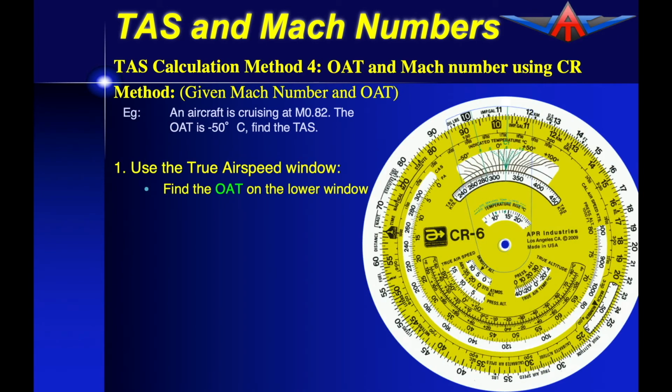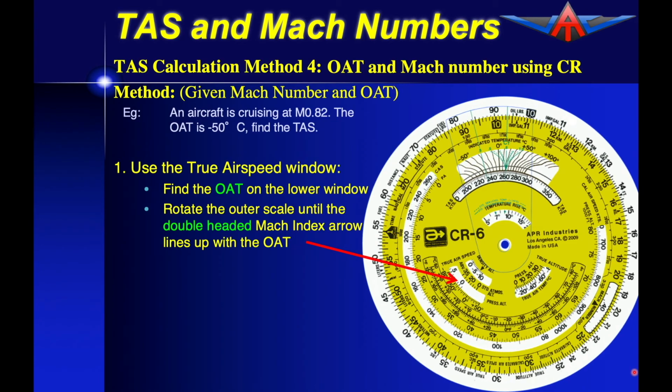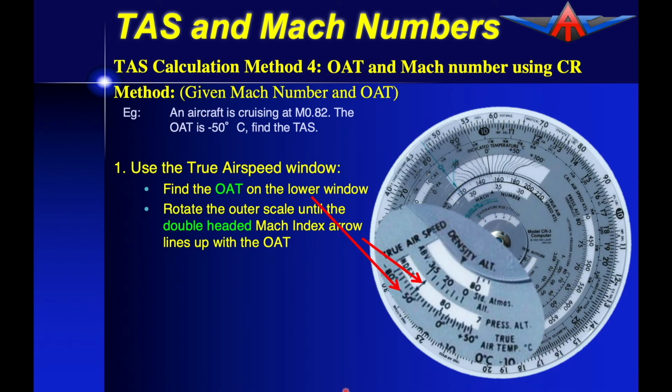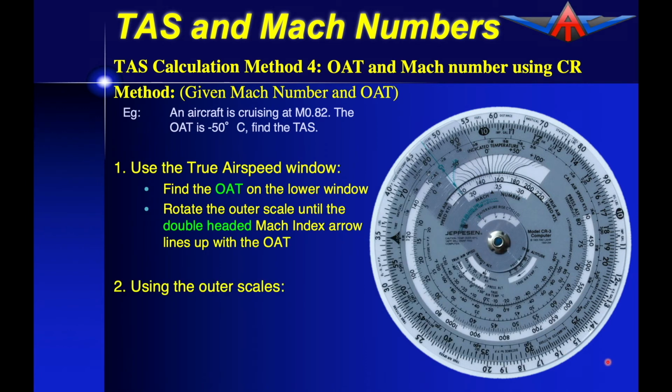The first thing is to find the outside air temperature on the lower of the 2 windows. So down here, the outside air temperature. Minus 50 is what we have in our example. Rotate the scale until you find this double-headed arrow and line that up with the outside air temperature. Here's a magnified view of the CR computer. Minus 50 lined up with the double-headed arrow. Notice that there are both positive and negative temperatures. Now we're going to use the 2 outer scales on our whiz wheel.